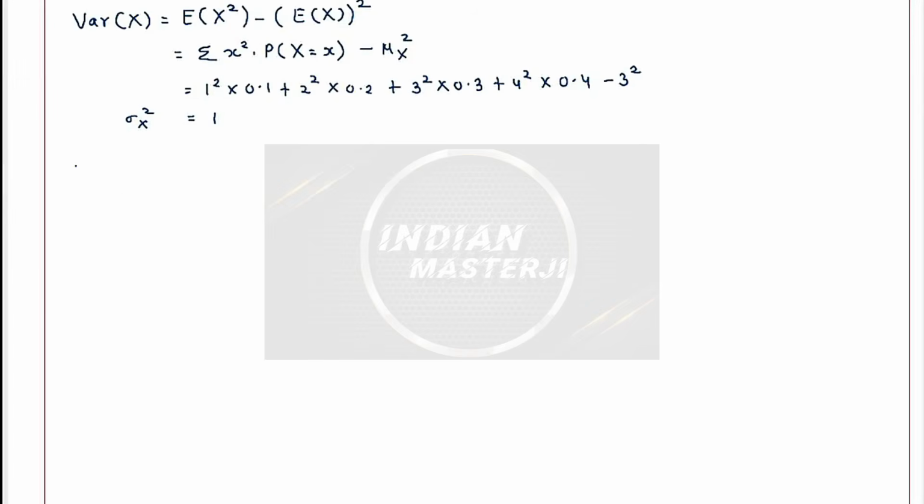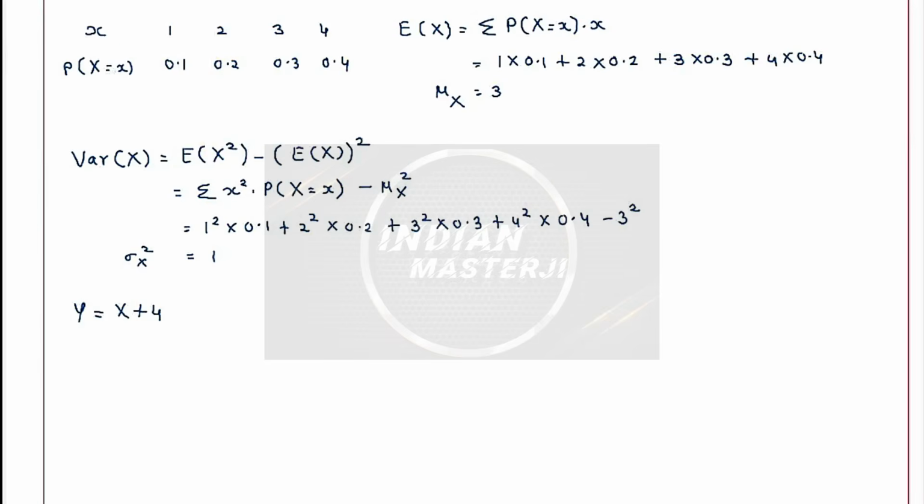Let's try to understand. Suppose y is a linear function of x given by x plus 4. So this y basically is a new random variable. For this particular y, what will be the probability distribution? This is the probability distribution of x. For y, whatever the x value is, we will add a 4 to that value. So 1 will become 5, 2 will become 6, this will become 7 here, and 8. Now the probability of y taking these values will not change. This will be 0.1, 0.2, 0.3, 0.4, correct?